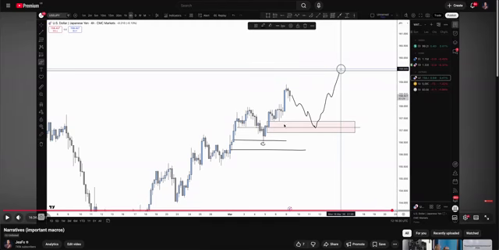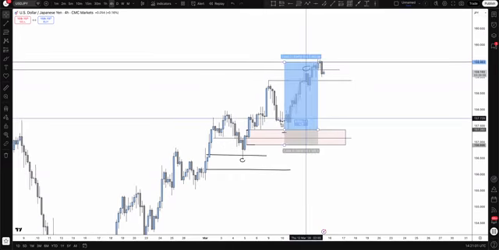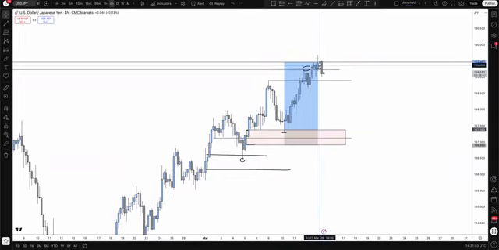Basically, I was looking for a pull down under these lows into this demand and then a trade higher, right? If we look at what happened, we came under these lows into this demand and then traded higher, okay?